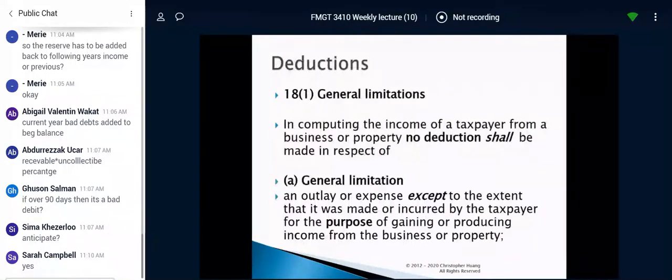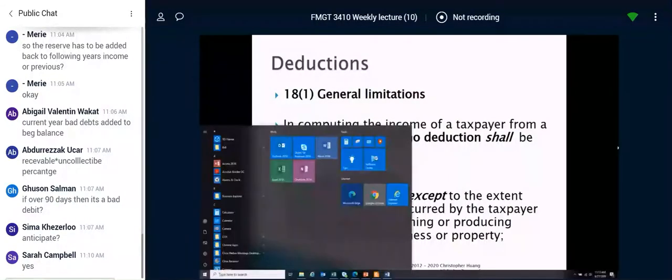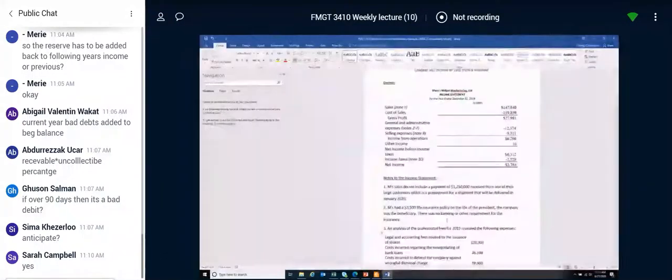Okay, so general deductions. So again, now I'm going to go into 18.1a. Turn to 18.1a in your act, go to page 112. Throw me a note in chat when you're on page 112.